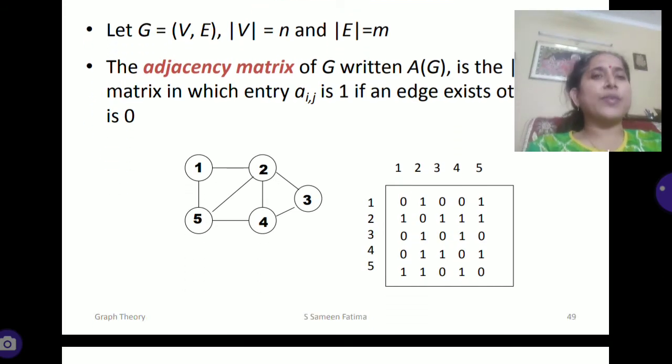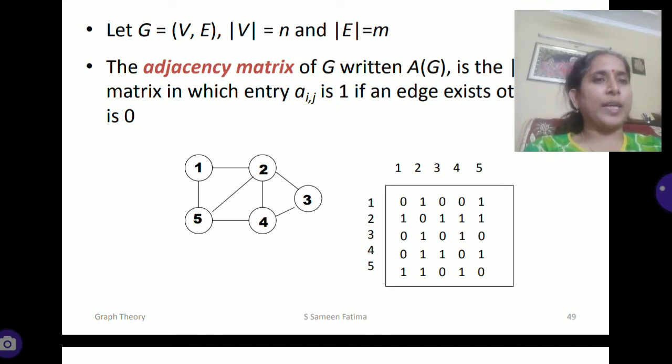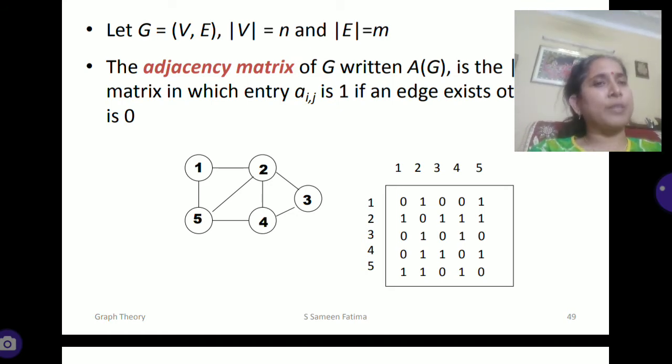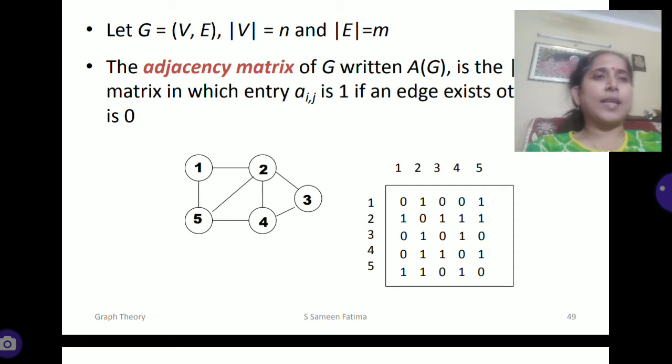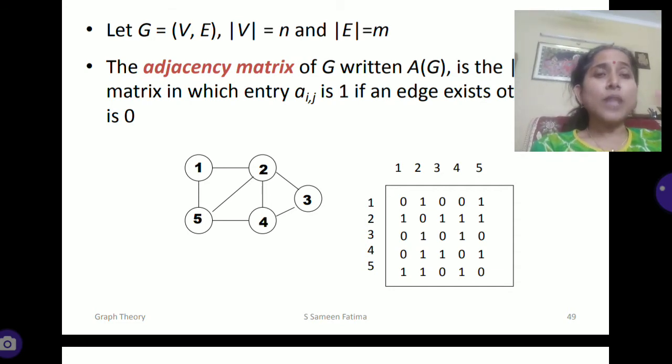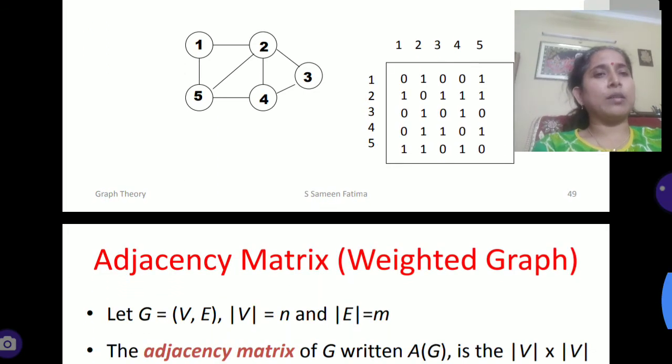Number of vertices you can see is 5: 1 2 3 4 5. So the number of rows and columns in the matrix is 5, a 5 cross 5 matrix will be made, and 1 and 0 indicate whether the edge is present or absent between the pair of vertices, which you can practice. I hope it will be clear. It's quite easy. It's not at all difficult.